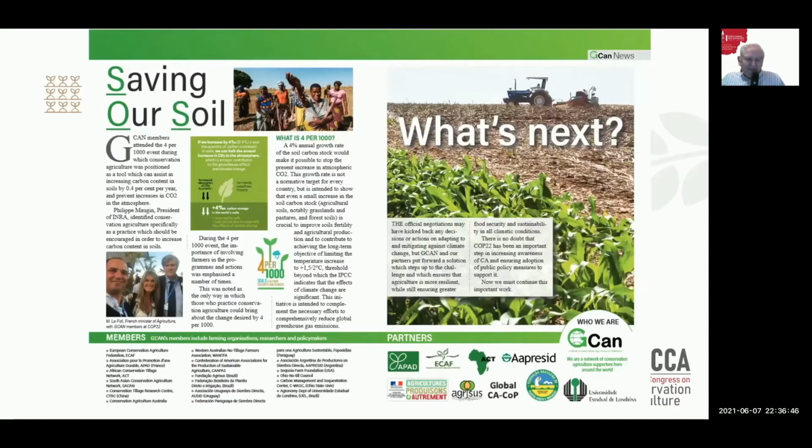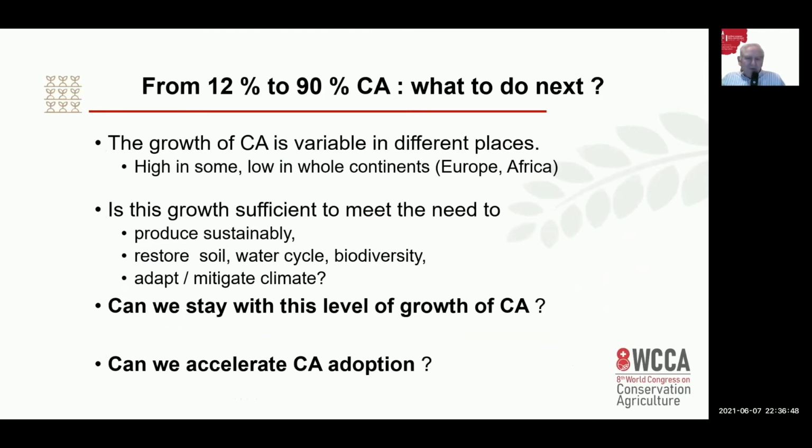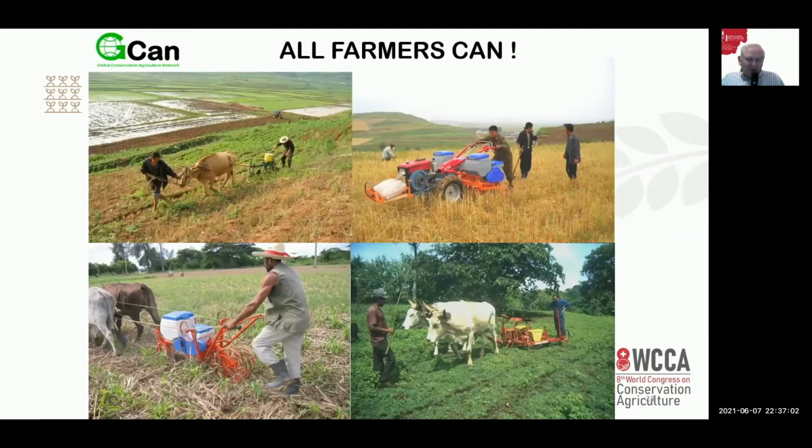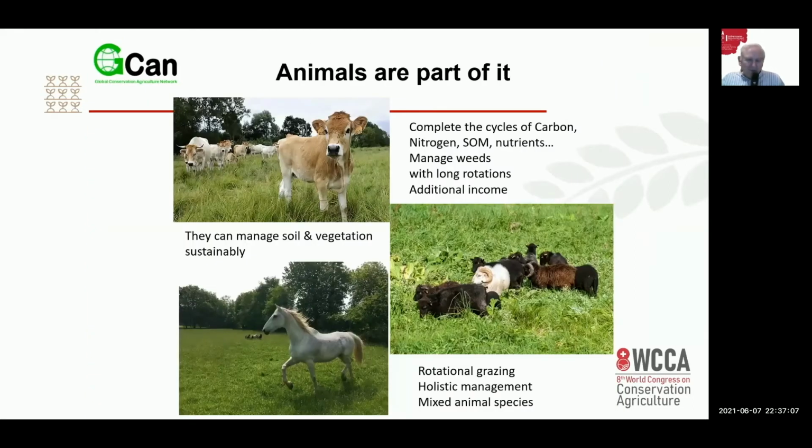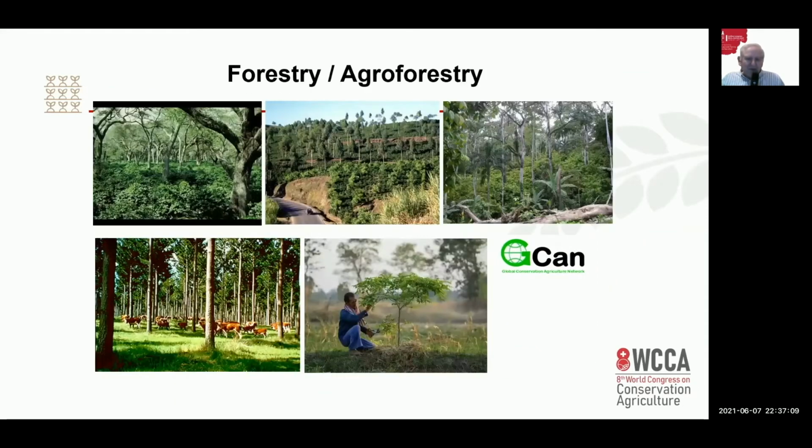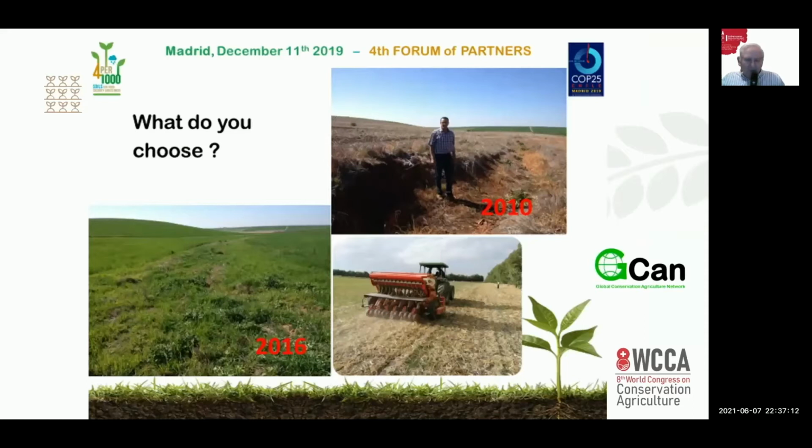But what's next now? How can we go from 12% of conservation agriculture in the world to 90%, which is what we need? Can we stay with the level we have now, or can we accelerate? All farmers can practice conservation agriculture in different conditions all around the world. Animals can be included, vegetables, trees too, agroforestry. We have good results, as here on the farm of our friend Aziz El Abidine in Morocco.